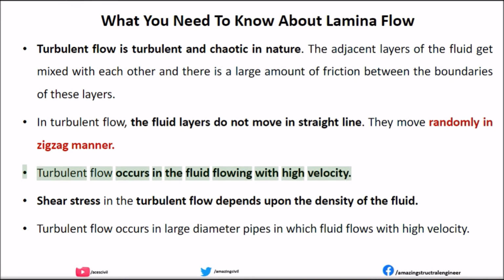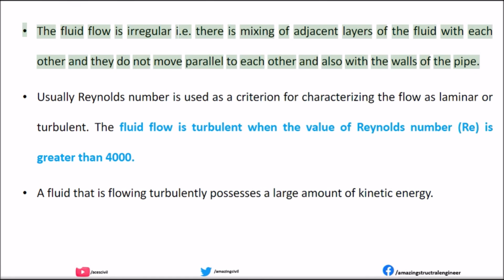Turbulent flow occurs in the fluid flowing with high velocity. Shear stress in turbulent flow depends upon the density of the fluid. Turbulent flow occurs in large diameter pipes in which fluid flows with high velocity. The fluid flow is irregular, i.e., there is mixing of adjacent layers of the fluid with each other and they do not move parallel to each other and also to the walls of the pipe.